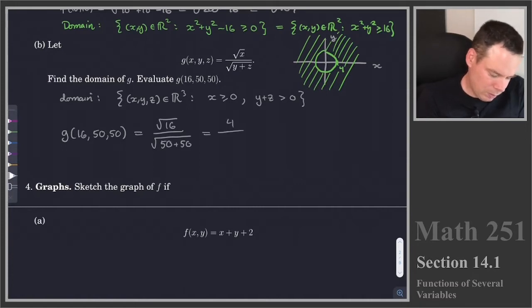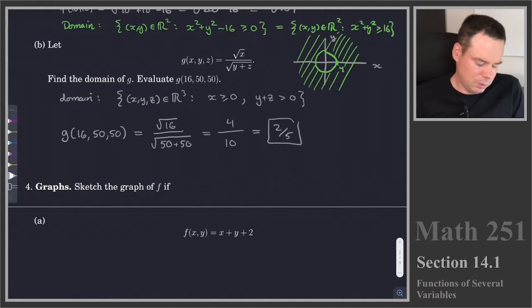So square root of 16 is 4, square root of 50 plus 50 is 10. So we get a value of 2/5. So g at 16, 50, 50 has a value of 2/5.